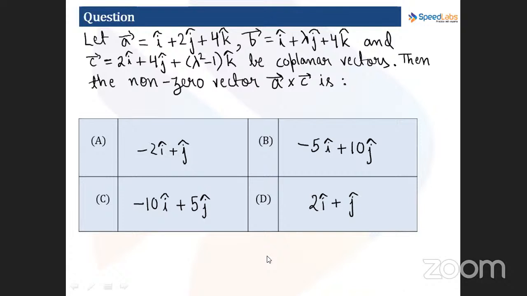Vector A is i cap plus 2j cap plus 4k cap, B vector is i cap plus lambda j cap plus 4k cap, and C vector is 2i cap plus 4j cap plus (lambda square minus 1)k cap. These three are coplanar vectors. Then we have to find the non-zero vector A cross C.